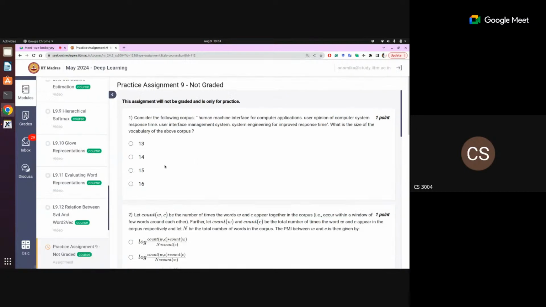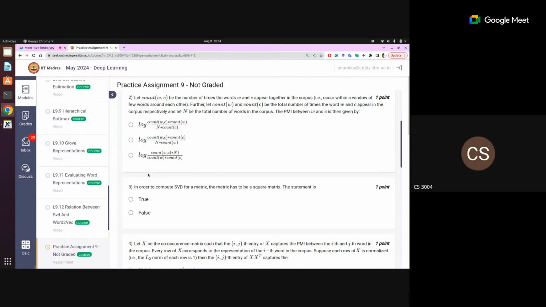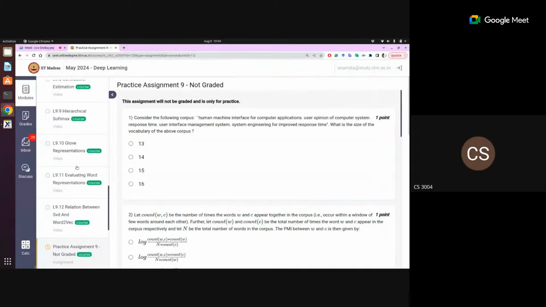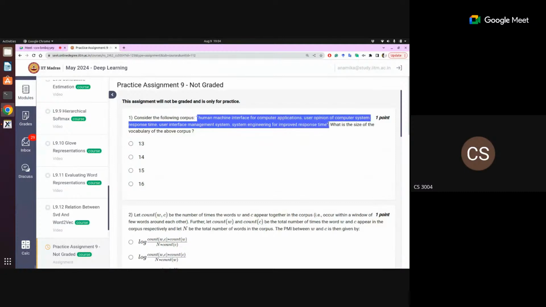Okay, so this is the first question. So we are given this corpus. What is the size of the vocabulary of the above corpus? Right. So vocabulary consists of all unique words from the given corpus, right?